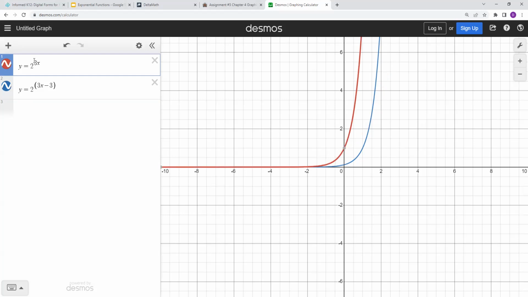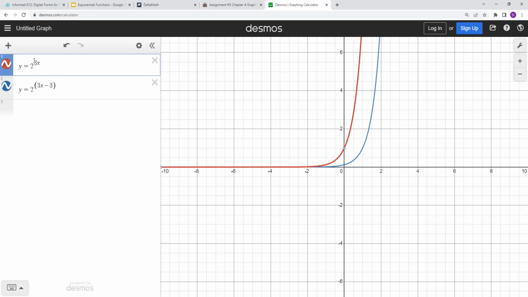You see that right here? The parent function is the red one, and look at what happened here. It just shifted 1 to the right, correct? Because remember, you have to factor out the 3 inside of the parentheses. So just be aware of what's going on there.